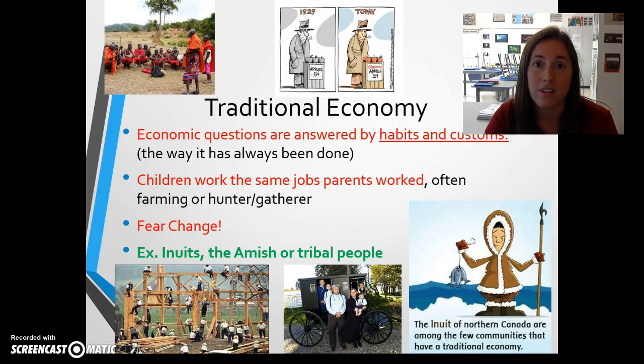So take a look at the different pictures and illustrations. Here we have, in 1929, selling some apples, 5 cents. Today, still selling apples at 5 cents because it's the way we've always done it, but now they're just organic. We also have down here a picture of an Inuit of northern Canada, and they're one of the few communities that still has a traditional economy.